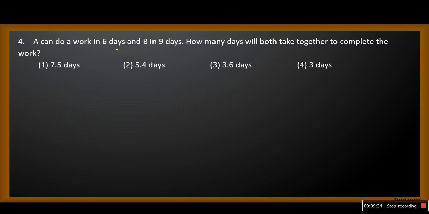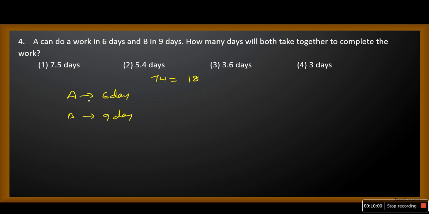A can do the work in 6 days and B can do the work in 9 days. How many days will both take together to complete the work? So here it says that A takes 6 days and B takes 9 days. This is in days. So how will you assume the total work? Total work is equivalent to LCM of 9 and 6, which is nothing but 18. We are assuming that.